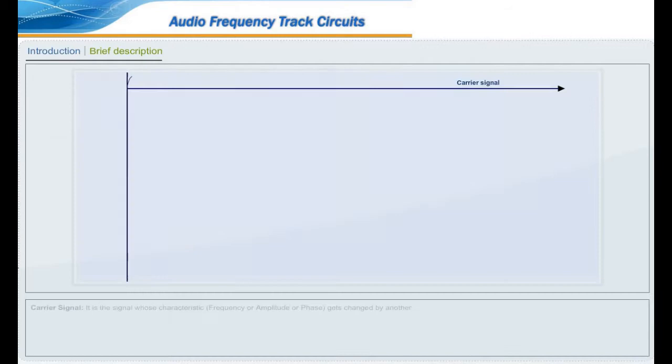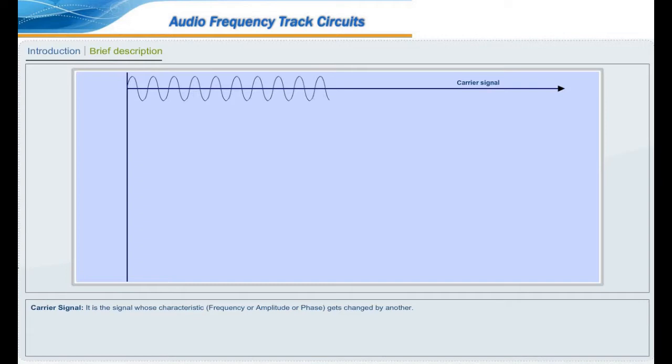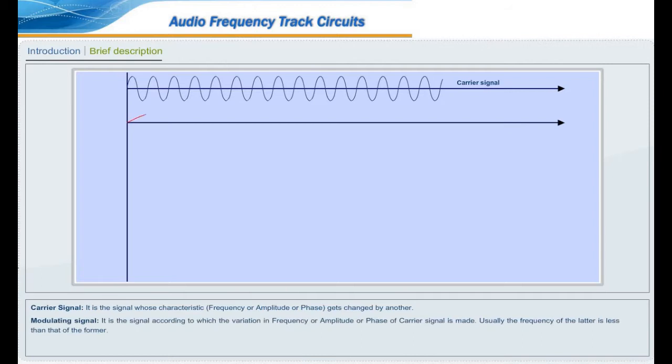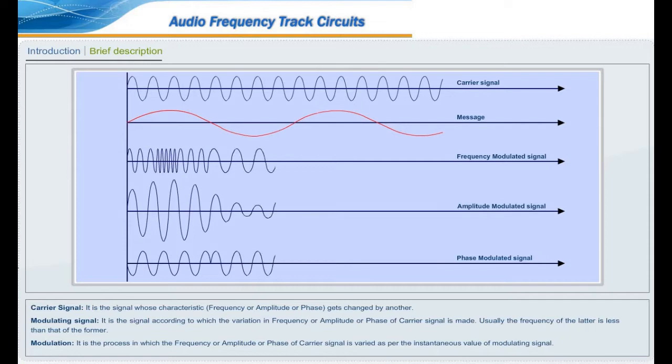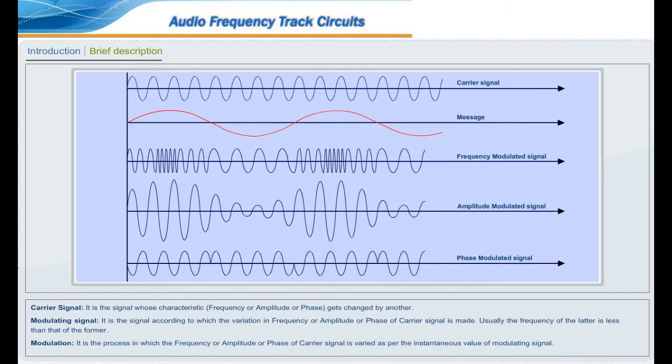Carrier signal. It is a signal whose characteristic, frequency or amplitude or phase gets changed by another. Modulating signal. It is the signal according to which the variation in frequency or amplitude or phase of carrier signal is made. Usually the frequency of the latter is less than that of the former. Modulation. It is the process in which the frequency or amplitude or phase of carrier signal is varied as per the instantaneous value of modulating signal.